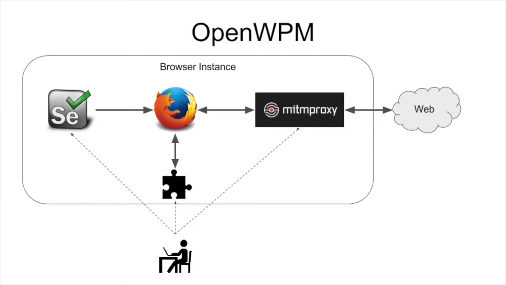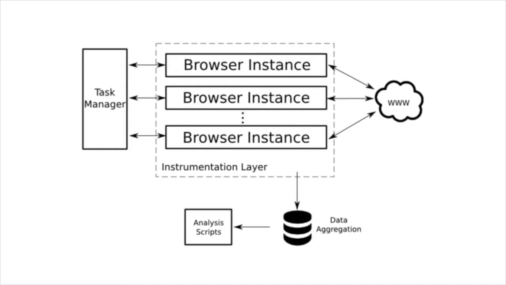So we wrap all of that up in something we call a browser instance, and our platform can run multiple browser instances at the same time, to any number of instances. So this makes it very easy to scale up measurements and control them with our task manager. Everything saves to a central database, which makes it easy to analyze later on.